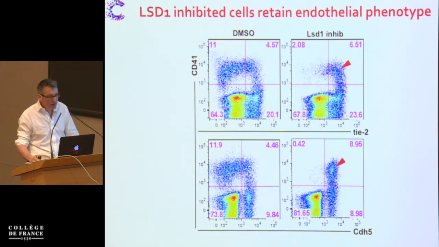We did this also during this blast colony culture. And this is FACS. This is with the LSD1 inhibitor. This is with the DMSO. You can see that in the DMSO, these cells, these endothelial cells, upregulate CD41 and downregulate Tie2 or V-cadherin, these two endothelial markers. If you do this in presence of this inhibitor, you completely block this transition. These cells cannot downregulate their endothelial markers.